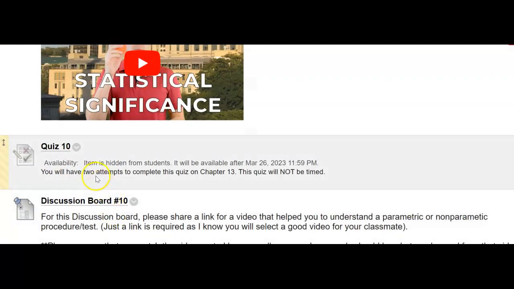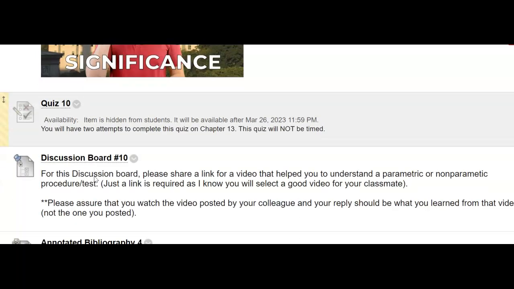The quiz is not going to be timed, and you're going to have 2 attempts to finish it. So I ask that you take your time when taking the quiz. Go back and look at your textbook in chapter 13, but reread, learn as you're taking your quiz. That's my goal, is for you to learn and better understand and demonstrate that you've learned some of the concepts while you're taking the quiz.